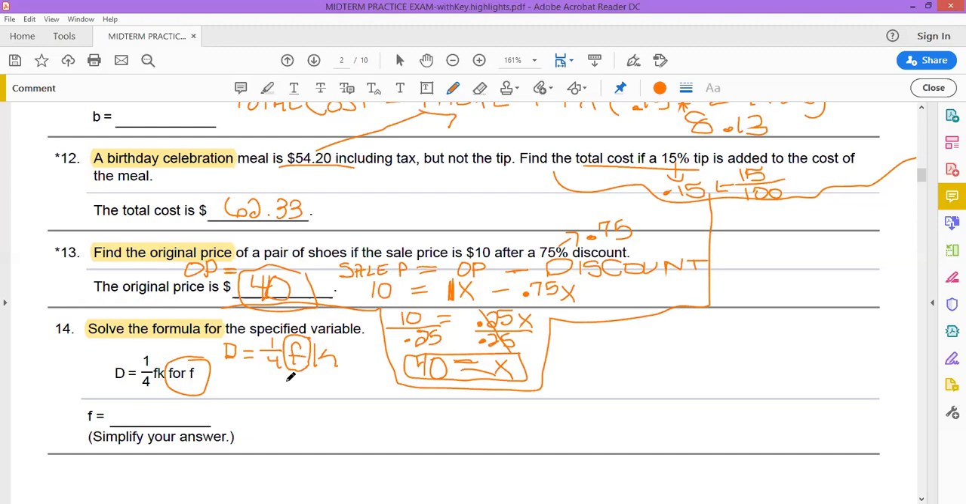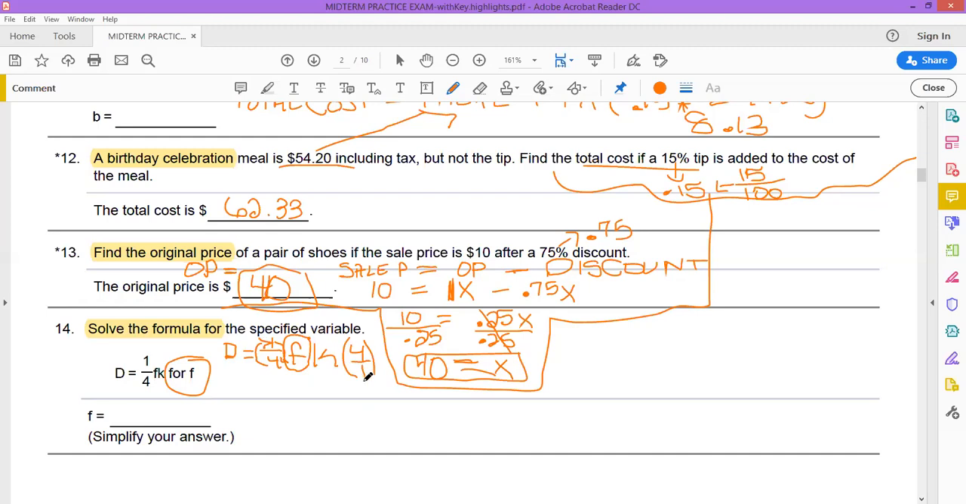Now, to get rid of the 1/4, we would divide by 1/4, but dividing by a fraction is the same thing as multiplying by the reciprocal. So really what we need to do is flip this fraction, take the reciprocal, right? If we flip this fraction, the denominator moves to the numerator, and the numerator moves to the denominator. That would be 4/1. And you're going to multiply both sides by that reciprocal.